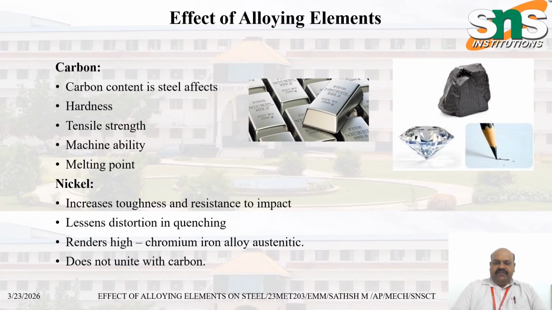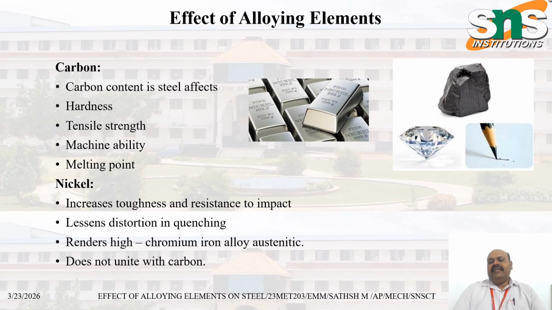So in the continuation of the previous lecture, we would like to continue the effects of alloying elements. So let us take one by one. The first alloying element is carbon. Carbon content in steel affects the following things. It affects hardness, tensile strength, machinability, and melting point.